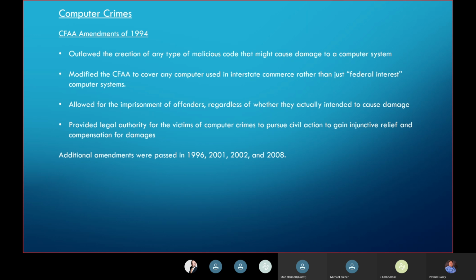It allowed for the imprisonment of offenders, regardless of whether they actually intended to cause damage. Which you see, right? People don't always mean to. Script kiddies and others are playing on the internet, trying to just have fun, right? They didn't mean to cause damage, but they did, and so they are held liable now. It also provided legal authority for the victims of computer crimes to pursue civil action to gain injunctive relief and compensation for damages. Additional amendments were passed in 96, 01, 02, and 08.